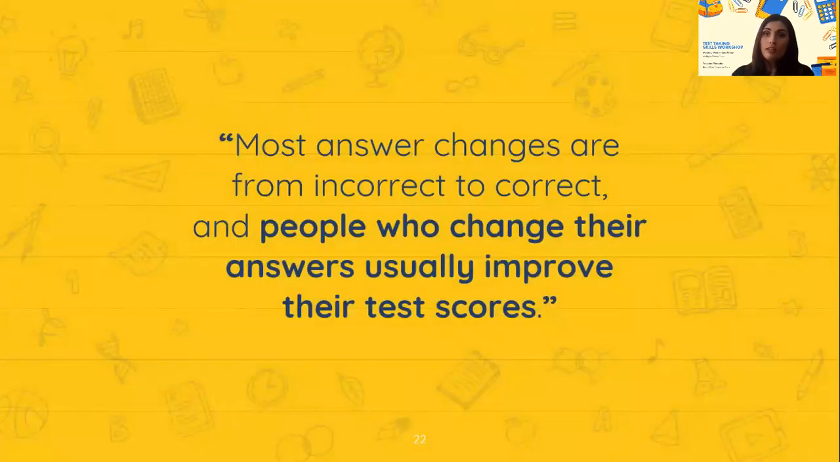There was research done to show that most answer changes on a multiple choice test are from an incorrect answer to a correct answer, and that people who change their answers are actually improving their test scores. So don't just second guess yourself. That's not what I'm saying. But if you do have that good reason to believe that another option is correct, even after you've selected another option, definitely go take a second look at it. And if that good reason really tells you to go for that other answer, go ahead and change it. You could be changing it from wrong to right.